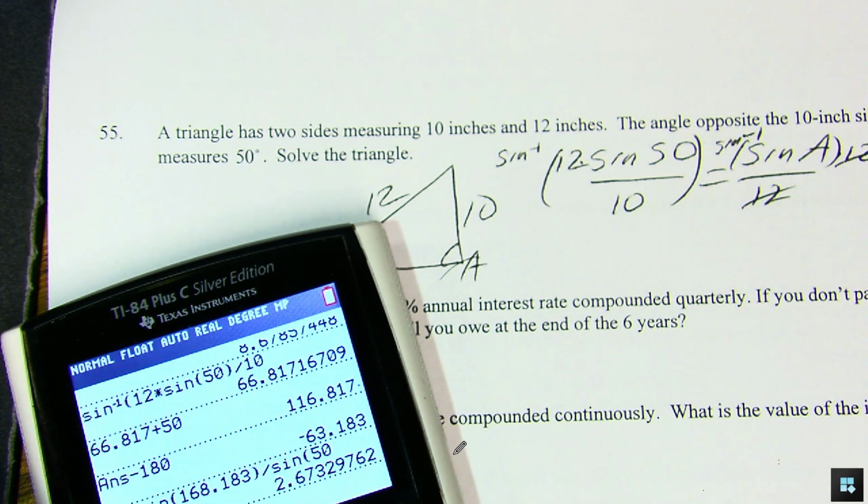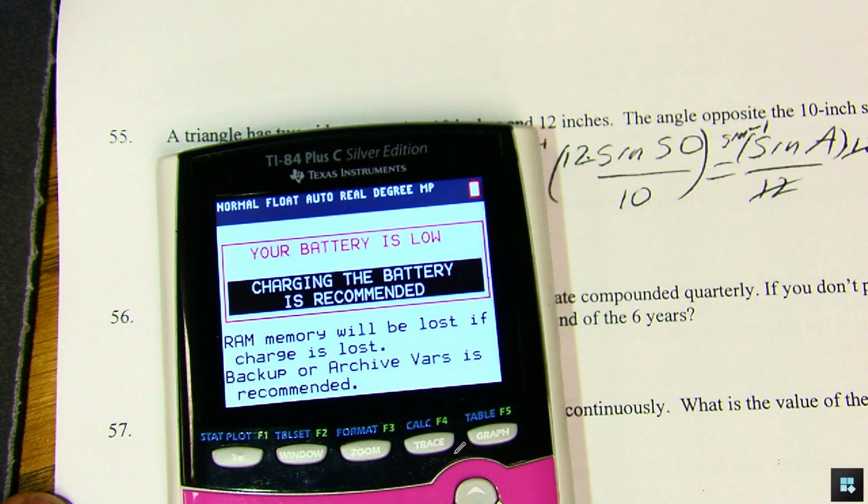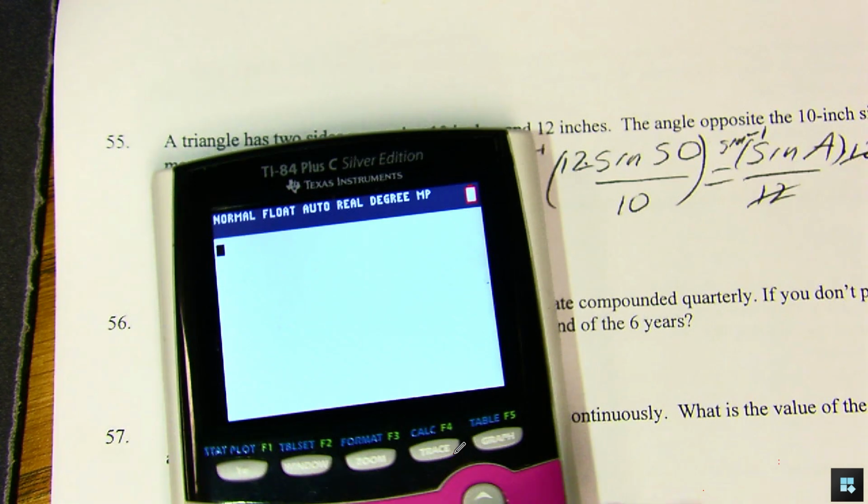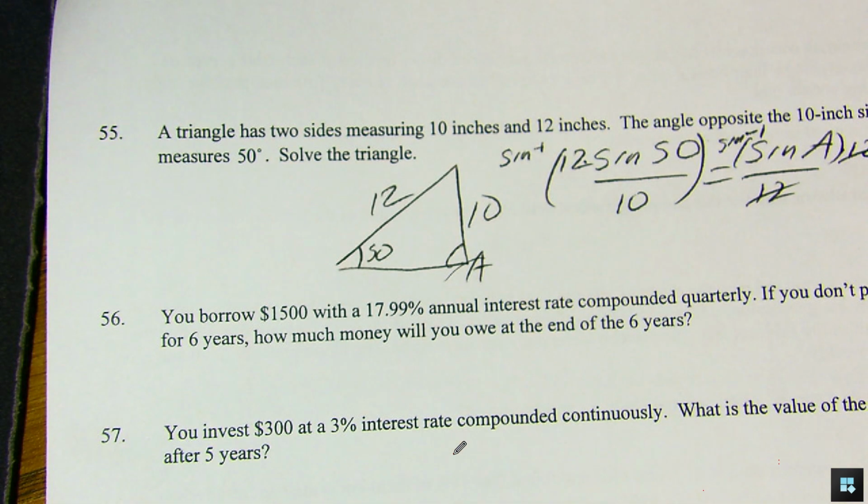So I take my calculator. Oh, my battery is low. Go ahead and plug it in real quick so it doesn't die on us.